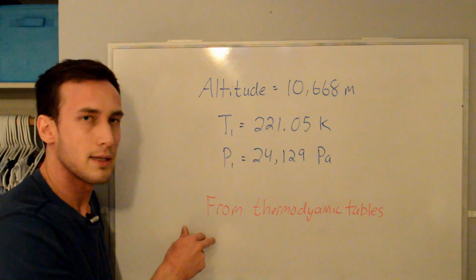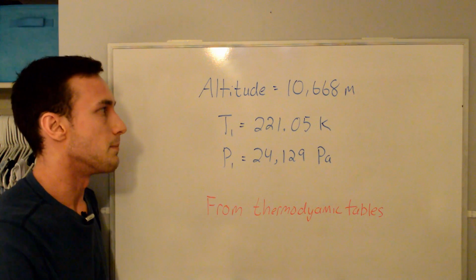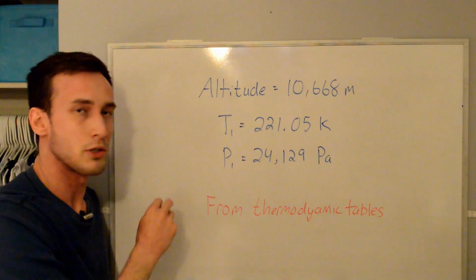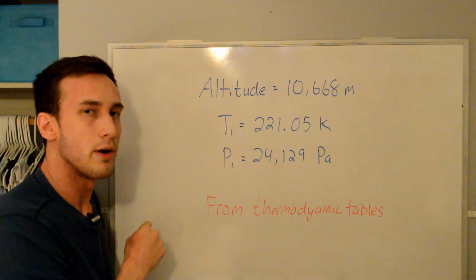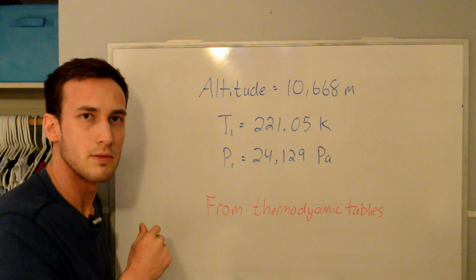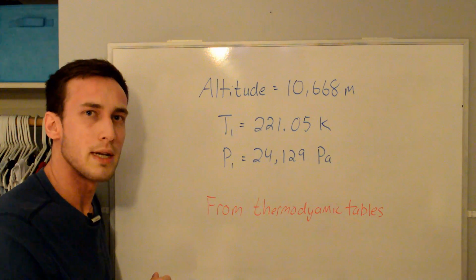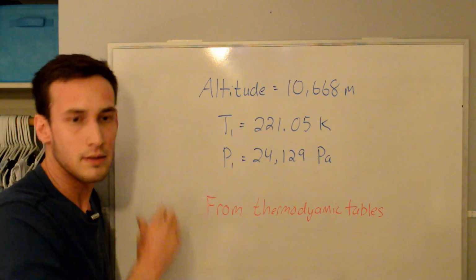And from my thermodynamics book, in one of the tables, table A16 in my particular book, it has the table of temperatures and pressures for different altitudes. The temperature at this altitude is 221.05 Kelvin, which is approximately negative 52 degrees Celsius, and the pressure is 24,129 pascals. So we'll use this to find the speed of sound and thus the velocity.